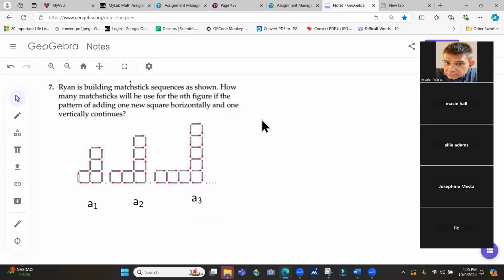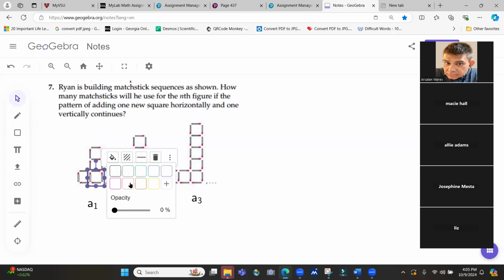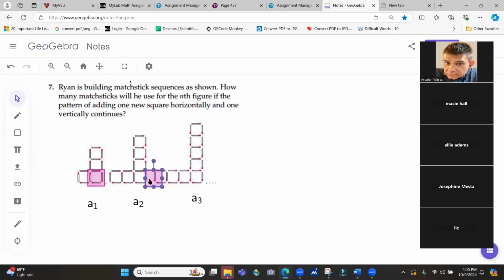Now, look at the picture, guys. Every shape has an elbow, so to speak. This is the elbow. The elbow square in each shape will require four matchsticks. Doesn't matter how large the figure is. Is it the 100th shape, 99th shape? Doesn't matter. The corner, I'm going to call it elbow, will require four sticks.